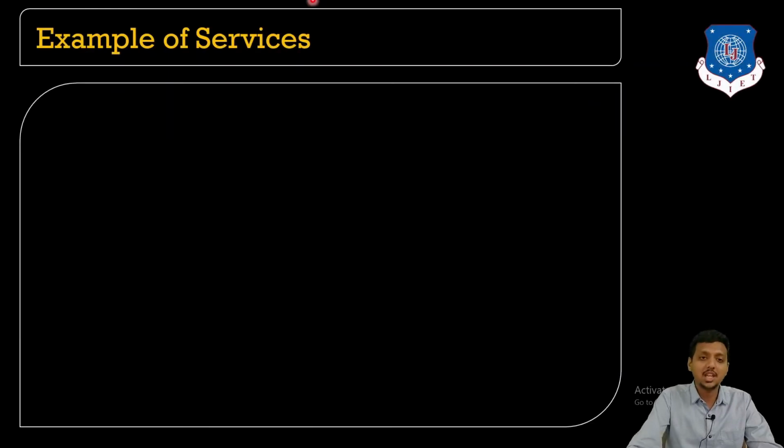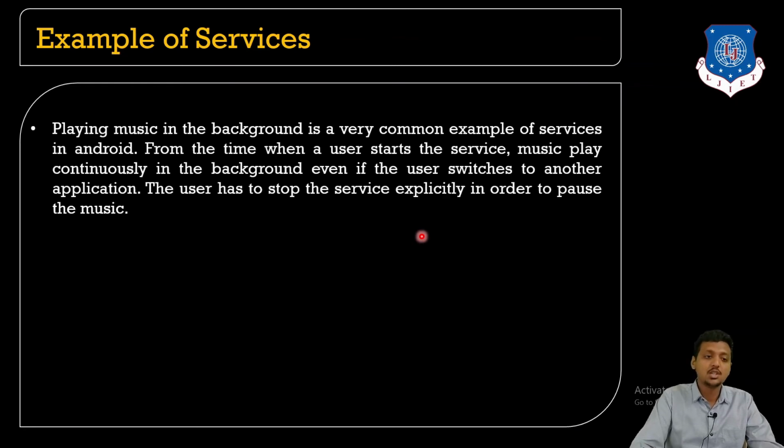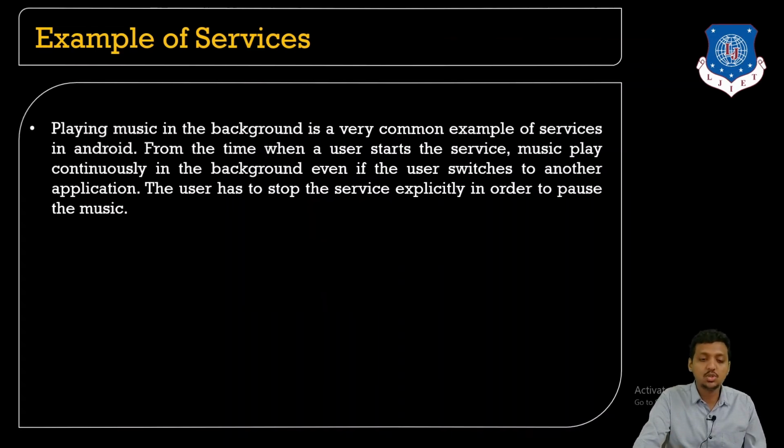Now it's time to learn about an example of services. So students, in today's example, we are going to run music in the background. See, if we have tried before with an audio player, if you click on the home button, your song will stop. It is not playing in the background. But now we are going to implement background services. So if we click on the home button, our song is still playing in the background. Fine. So this is our main aim in the use of services.